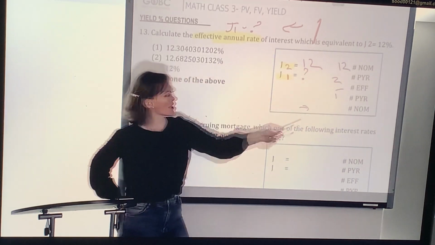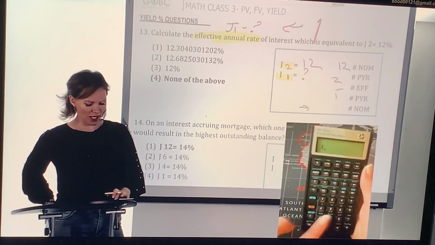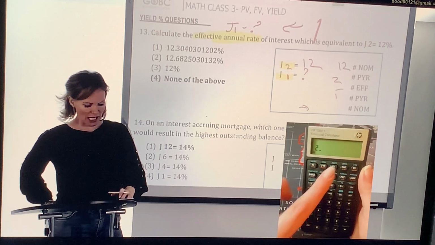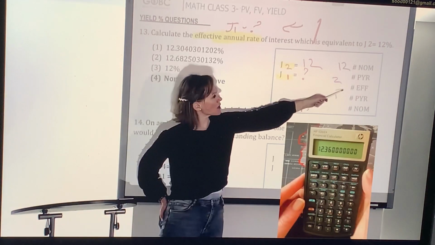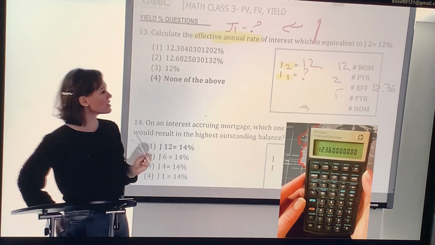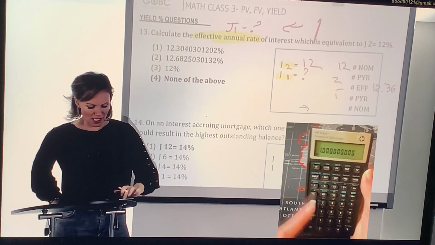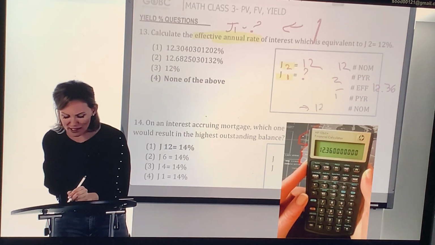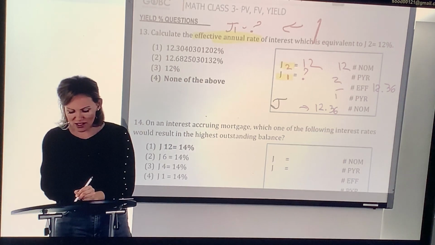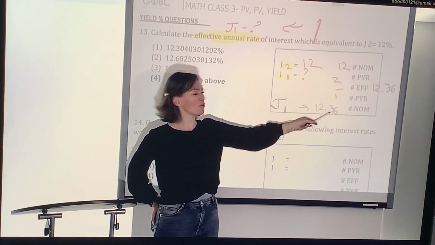Okay, so let's do this. Go slow with me. I know we've done a lot of unpatterns. So do 12 shift NOM, and then do 2 shift P/YR and press shift effective. When you press shift effective, right now I see 12.36. Then I'm going to continue. I'll press 1 shift P/YR and then shift NOM, and it comes up again to 12.36. And what's this? This is still a J1. How do I know? Because my P/YR is 1. That means it's a J1 equals 12.36.